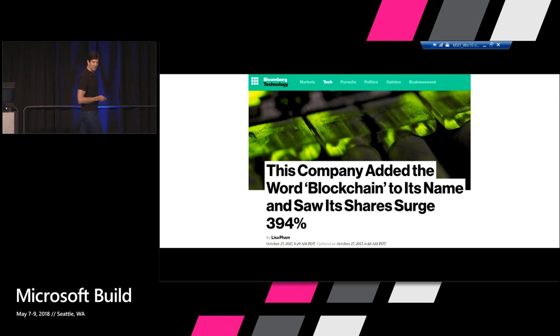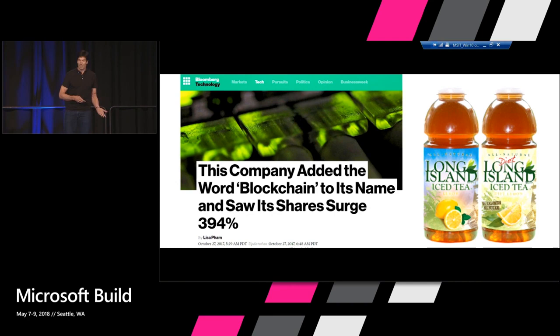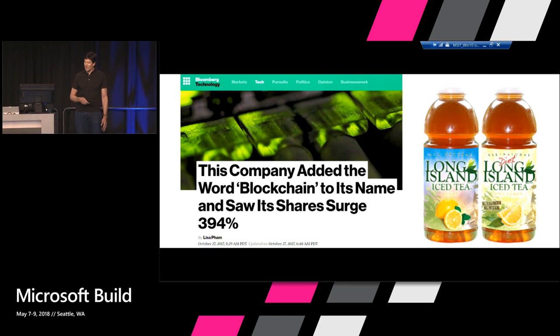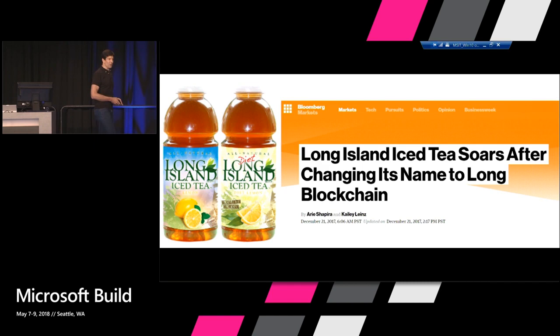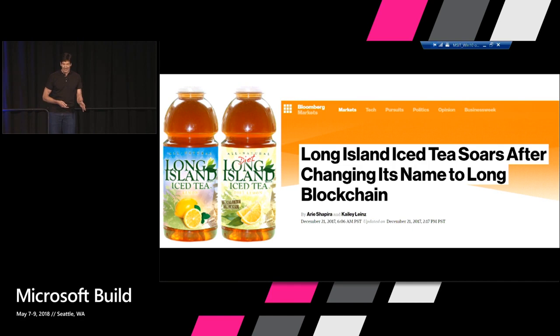And then this one, Long Island Iced Tea, this is a popular consumer drink maker. They're doing decently in the tea business, but then they said, hey, you know what, we can change our name, and then we'll do a lot better. And so their shares went up 200% when they changed their name to Long Blockchain. And so now they're putting iced tea on a blockchain.